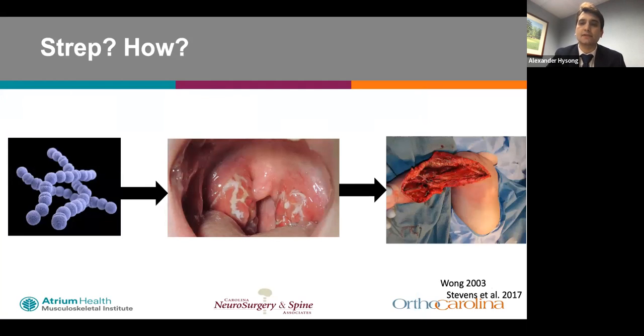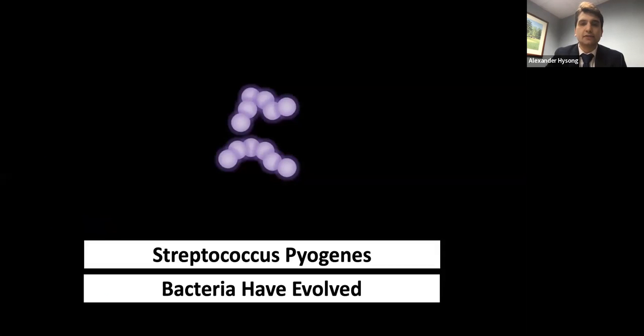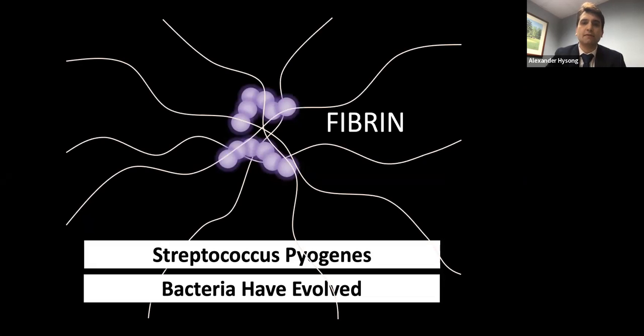How does it go from that to destroying extremities and killing patients? Well, the answer is evolution. Strep pyogenes has evolved. You get a tissue injury and an immediate fibroplatelet plug trying to wall off infection with group A strep that has inoculated the area. It can also seed through hematogenous spreading.